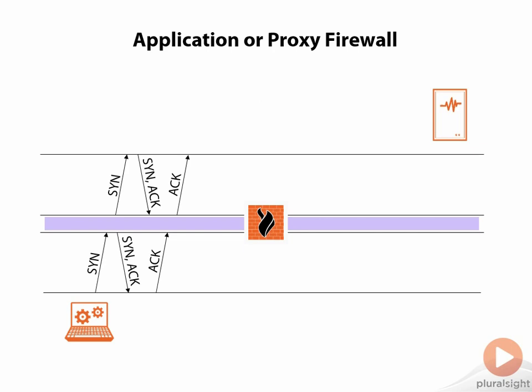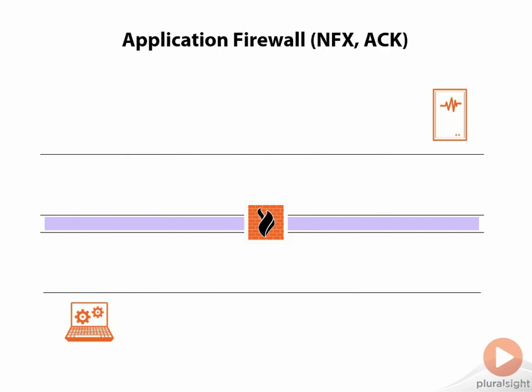Application firewalls are specific, or must have a specific module, for each application protocol they wish to support. If they don't have an appropriate module to interpret the application data, they typically fall back to performing as a stateful inspection firewall. So how will an application firewall react to NFX scans?